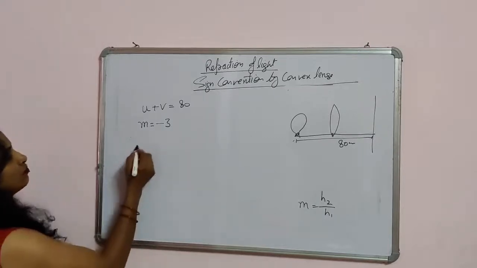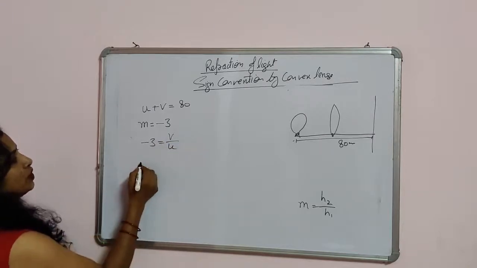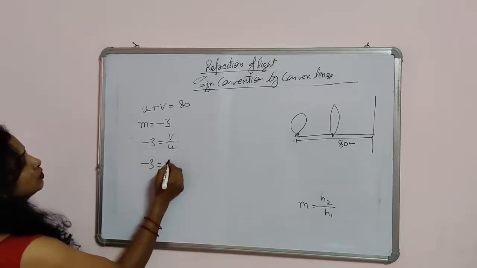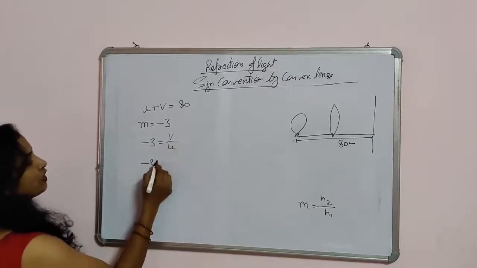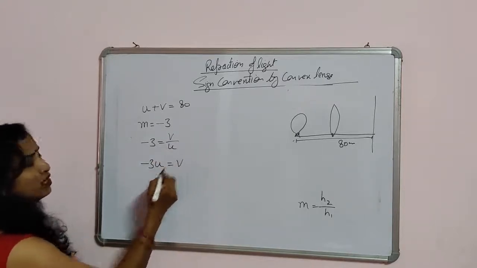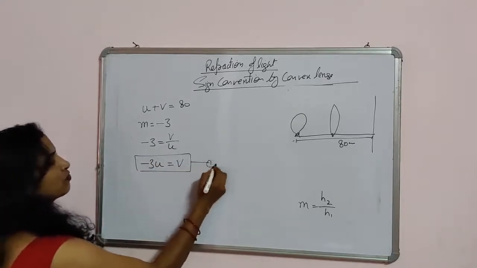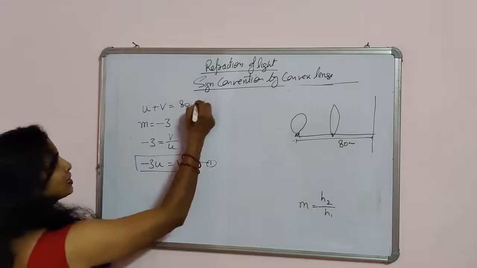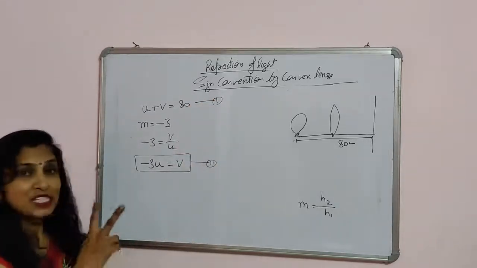Now we can use the formula: magnification is equal to v upon u. You will get -3 is equal to v upon u. By cross multiplication, we get -3u is equal to v. So this is the value of v. This is equation 1, and the other one is equation 2. Now we can put this value in equation 1.